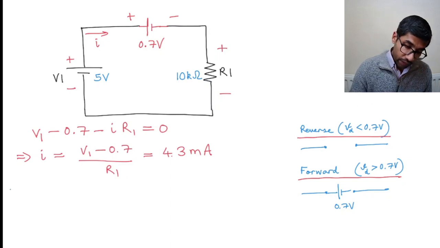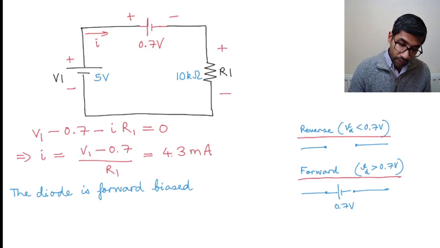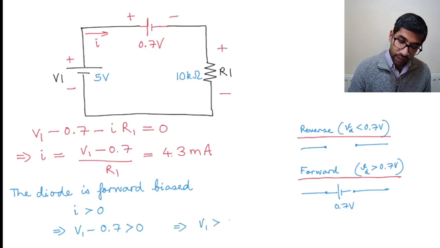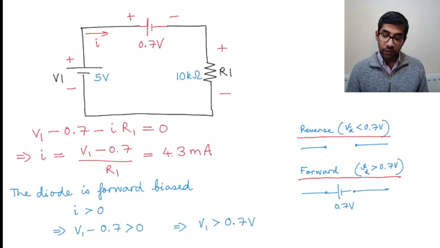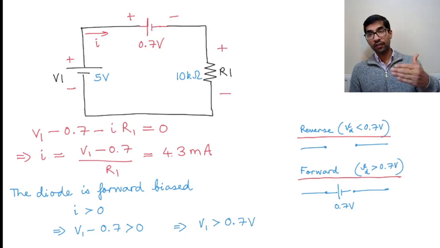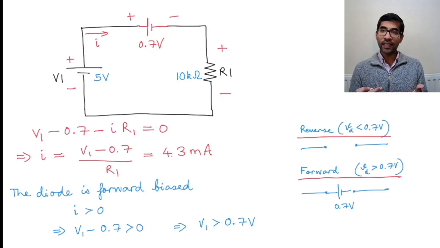So we can write the diode is forward biased. When is it forward biased? It is forward biased when I is greater than 0. And this implies V1 minus 0.7 is greater than 0. And that gives us the condition for forward bias, which is V1 is greater than 0.7 volts. So we get forward bias when V1 is greater than 0.7 volts, and we get reverse bias when V1 is less than 0.7 volts.